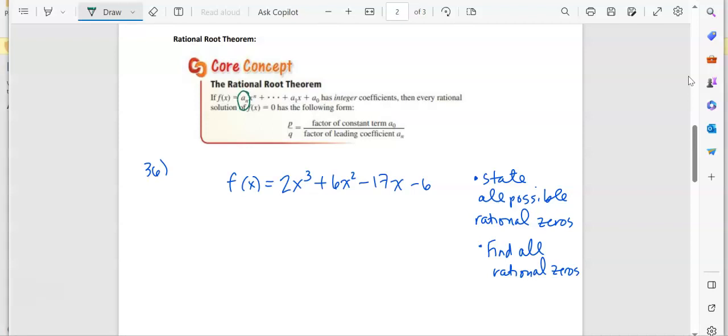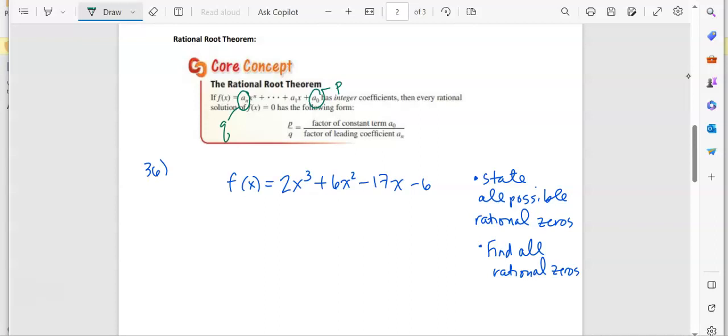So remember, our lead coefficient is with the highest exponent. The constant is the one that has no variables at the end. And you do the p, which is the constant term, divided by the q, which is the lead coefficient.